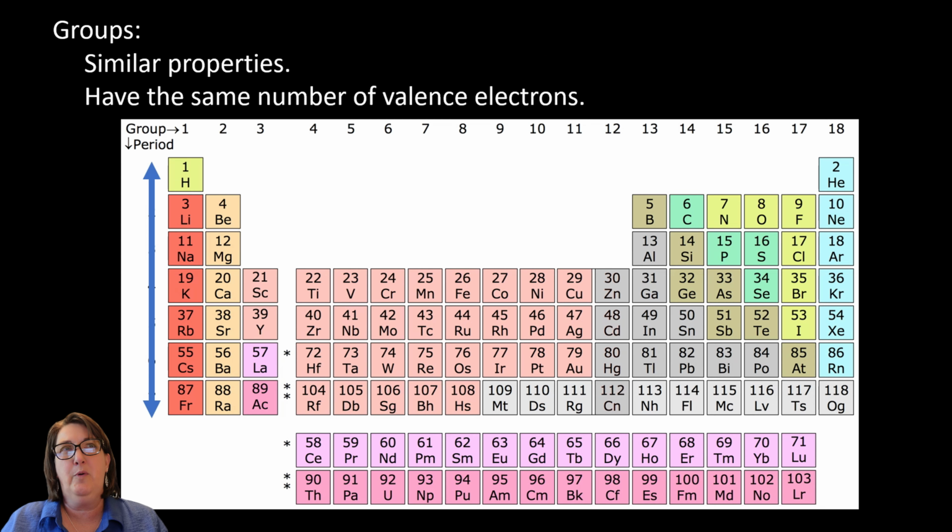Groups are going to have similar properties, so a group is going to go up and down. They're going to have the same number of valence electrons. Remember, valence electrons are the electrons in that outermost ring of your shell, or your Bohr model.